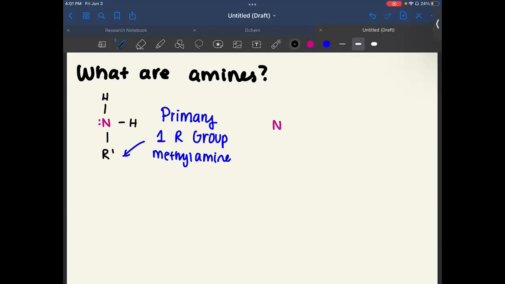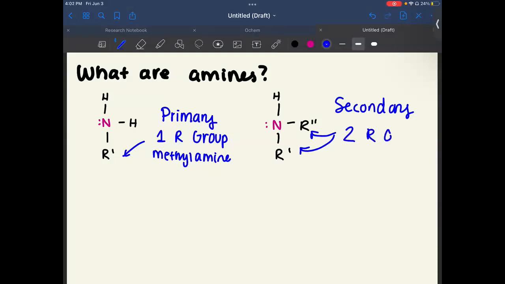A secondary amine looks like this, with the lone pair. And this has the two R groups. And an example of this would be dimethylamine.